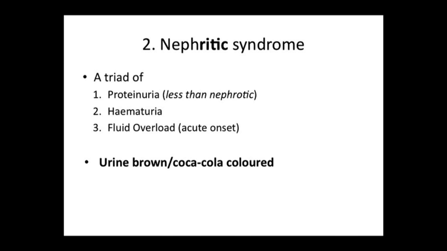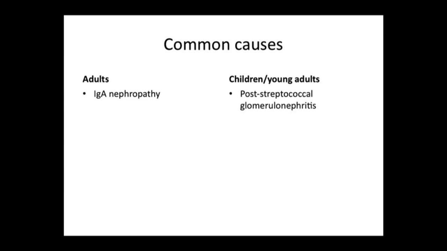which simply reflects the fact that there's blood in the urine. And once again, two causes to have available if someone asks you for causes of nephritic syndrome are in adults, a condition called IgA nephropathy, and in children and young adults, something called post-streptococcal glomerulonephritis, which is a condition where a young child or an adult has a throat infection caused by streptococcal infection, and then they get an immune response to that, which unfortunately leads to glomerulonephritis as well.